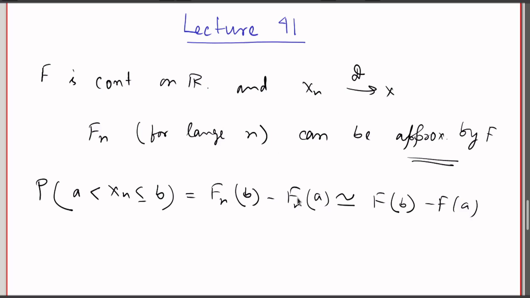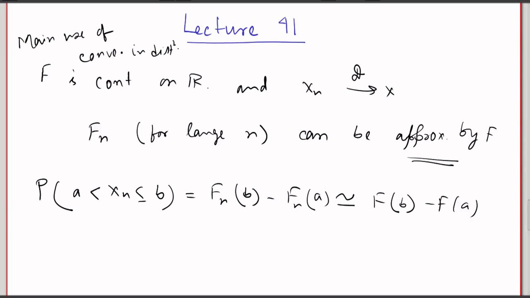and this is helpful if you have a scenario where Fn is quite complicated, so computation of this one is maybe very difficult, but F is much simpler and the computation of this one is much easier. So in that case, if n is large, this probability can be approximated by this quantity. Okay, so this is one of the main uses of distributional convergence. Okay, this is the main use of the convergence in distribution.